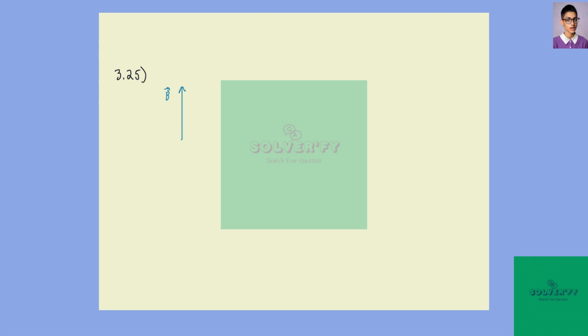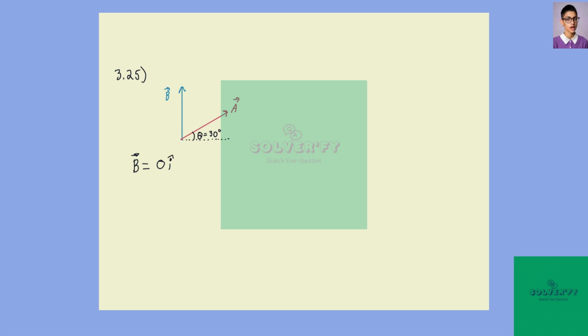Vector b is straight up. Vector a is 30 degrees off the horizontal, and also 3 meters. That angle there, 30 degrees, is with respect to this horizontal axis. We'll call that theta. Theta equals 30 degrees. Okay, so the component method, well, let's write down the components of vector b.